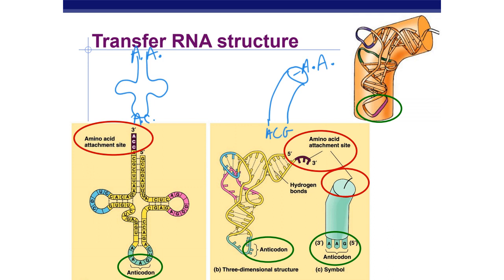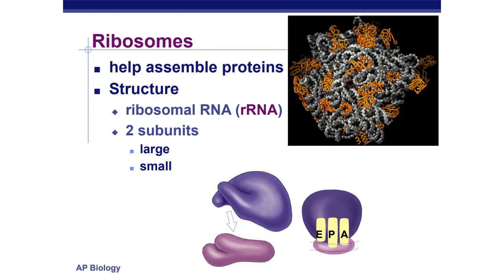Remember, they're reusable, they're not consumed, and they don't become a part of the protein. They drop the amino acid off, and then they'll go back and pick up, like for the example we used, the alanine one. It would drop that alanine off, and then it would go back and pick up another alanine. Okay, so ribosomes are going to help put the finishing touches on this.